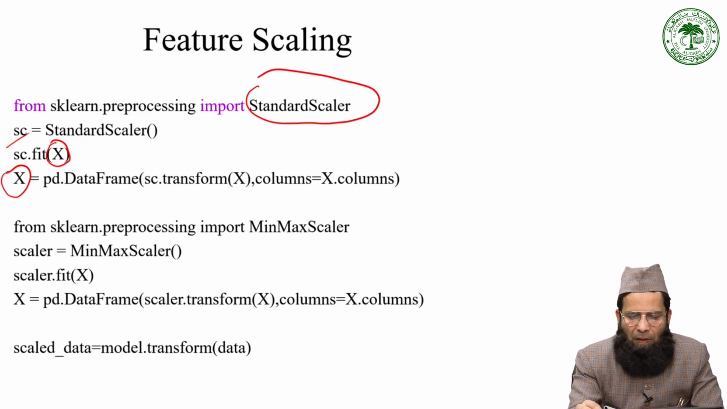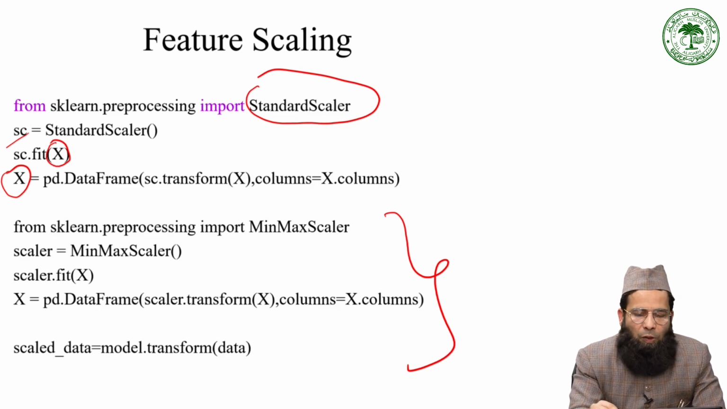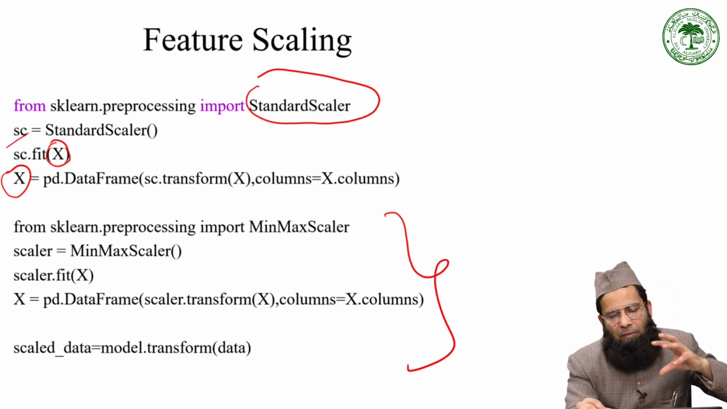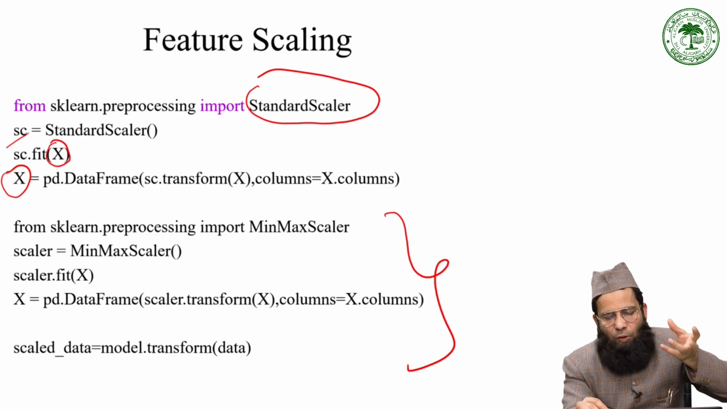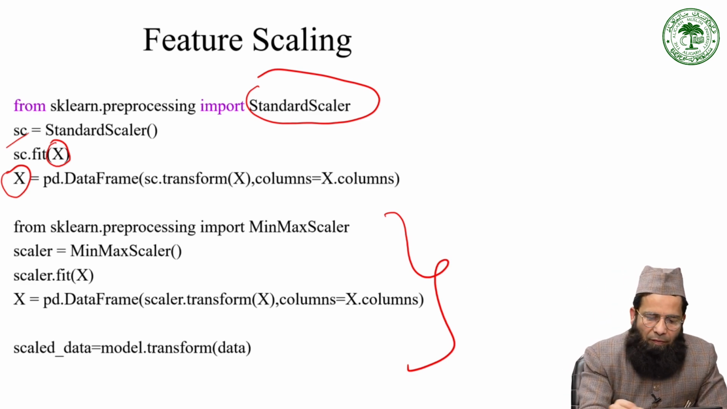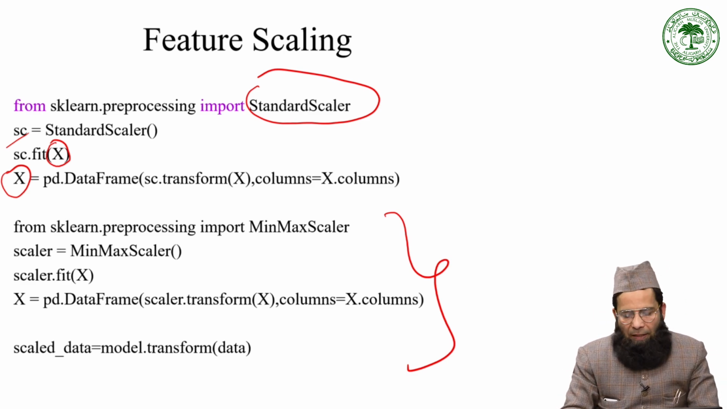There is another way as well, that we were talking about, that is MinMaxScaler. So MinMaxScaler would scale your data between 0 to 1. So in this way we can utilize feature scaling as well.